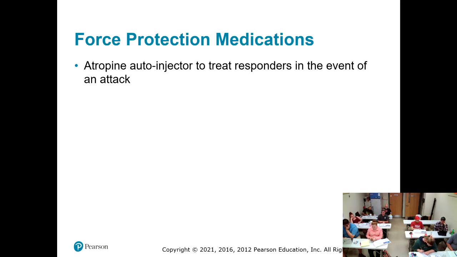So, force protection medications, atropine autoinjector. This isn't really National Registry, they just included this in here. Atropine autoinjector to treat responders in the event of an attack. There's really no case. They don't make atropine autoinjectors anymore. Atropine is used for organophosphate poisoning. Also for calcium channel blocker overdoses and heart blocks, but there's really no instance where we carry it in Vermont. It's not something used in any other state, but they do throw that in there.